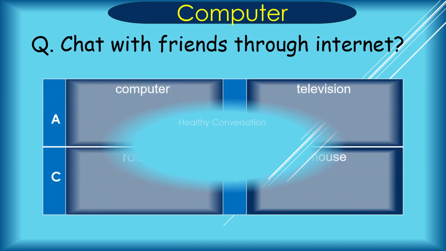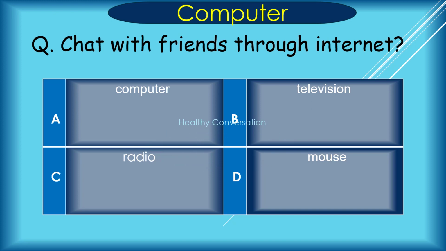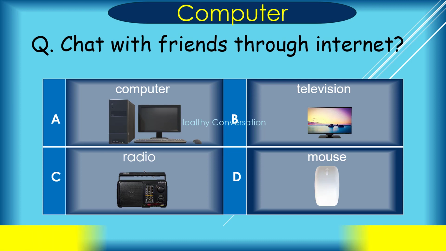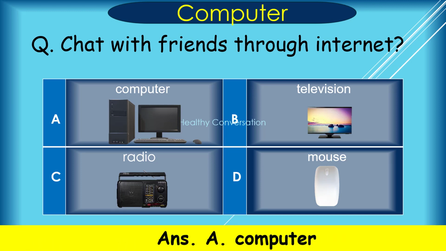Question. Chat with friends through internet. A. Computer, B. Television, C. Radio, D. Mouse. Correct answer is A. Computer.